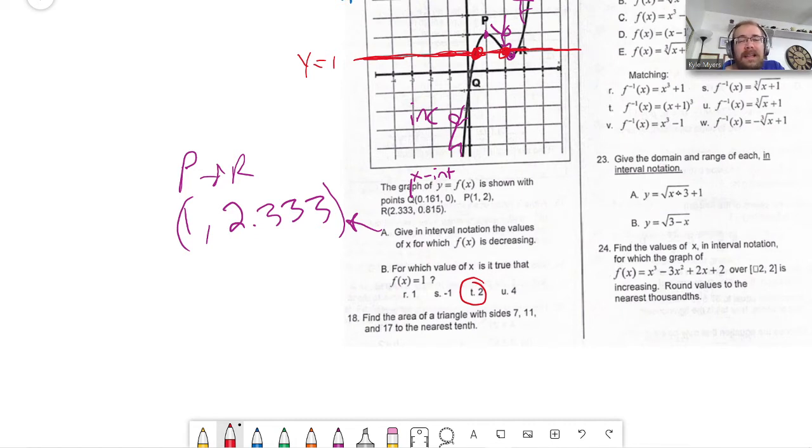There we go. And again, we're kind of assuming because we don't actually know what the function is. But it looks like 2, so we kind of have to just go with it for that one. And then that brings us to 18. Find the area of a triangle with sides 7, 11, and 17 to the nearest 10th.